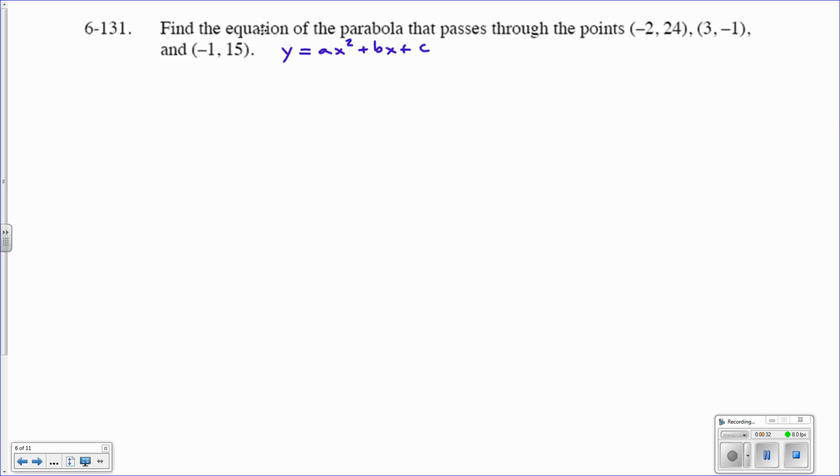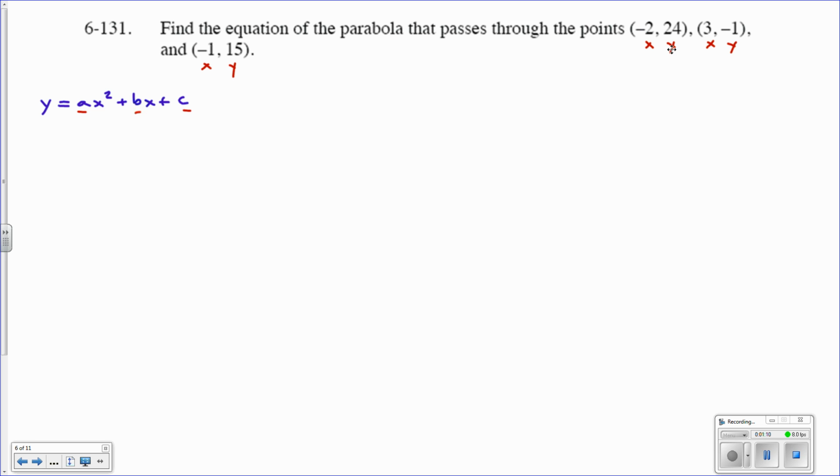In fact, let's just take it and move that over here. Now, when we do this, we're going to be looking for the values of a, b, and c. Since we're looking for three variables, we're going to need three different equations. So we're using each of these points to create an equation. Each point has an x and a y, so we're going to substitute each point into this equation to make a new equation.